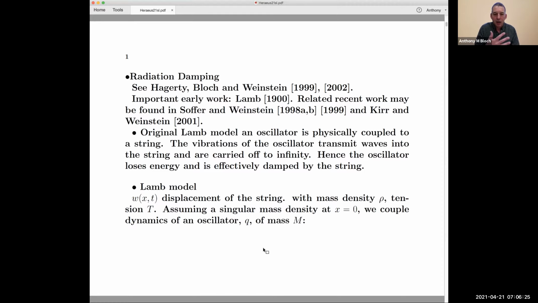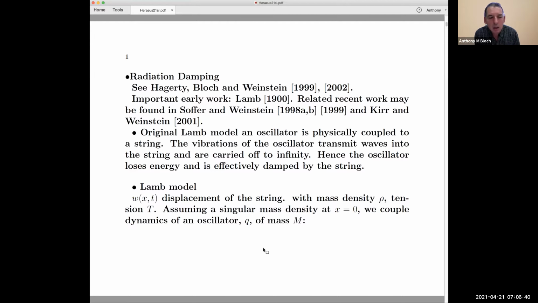And the idea is that the vibrations of the oscillator transmit waves into the string and are carried off to infinity. And thus the oscillator loses energy and is effectively damped by the string, but the system remains Hamiltonian. So this is the basic Lamb model, and in a little more detail.